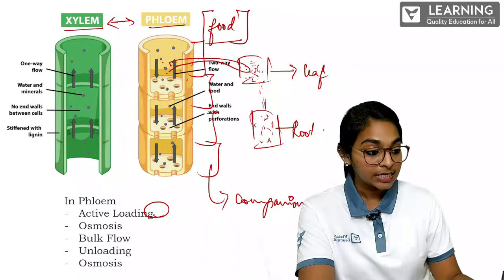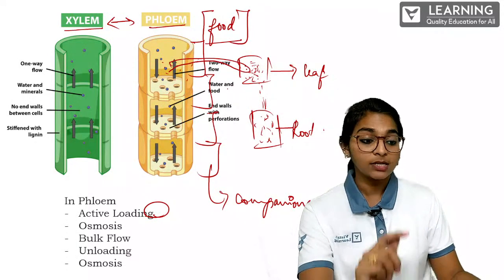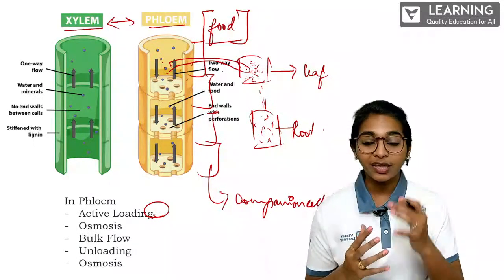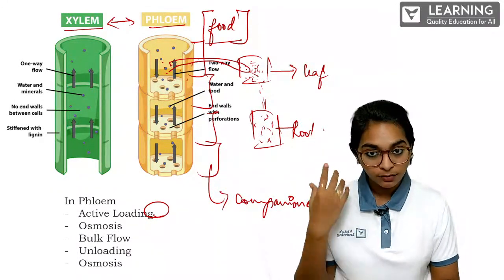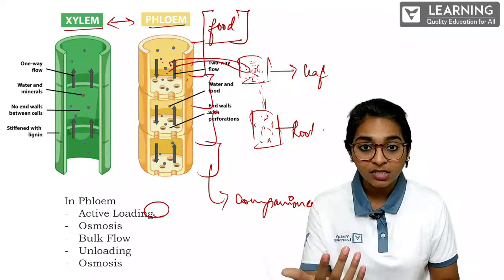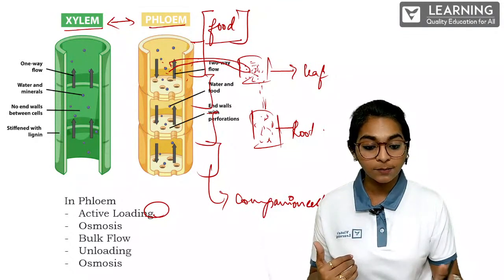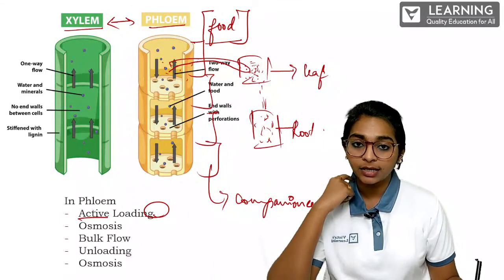So where was I? Yes, I was telling about this active loading, which is the first step, right? Active loading is a step where the starch molecules are removed from the leaf cell to the phloem cell. All right. This phloem cell spends some energy. That is why it is called active loading. So what sort of energy does it produce?